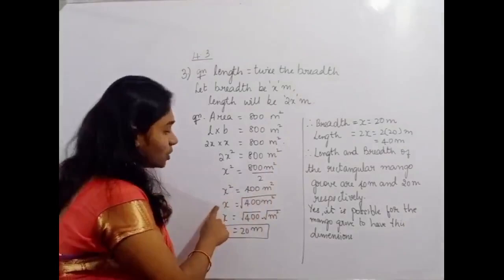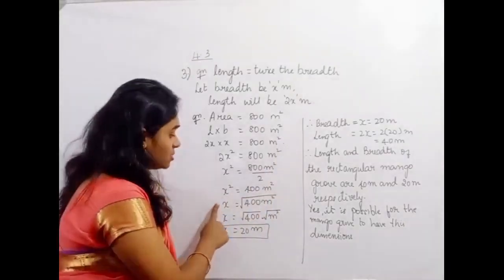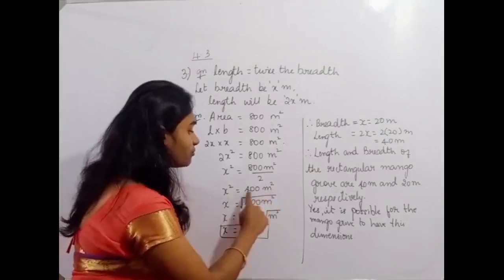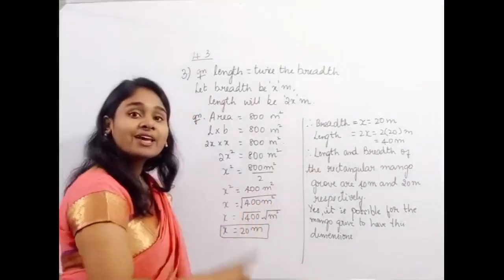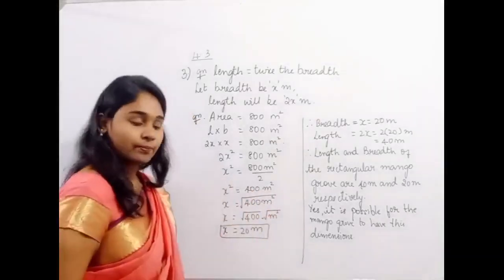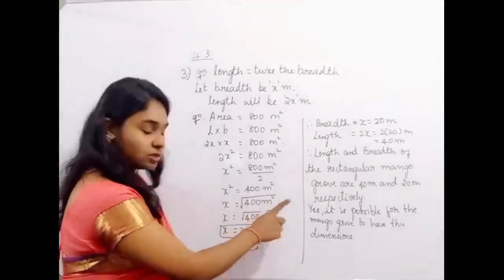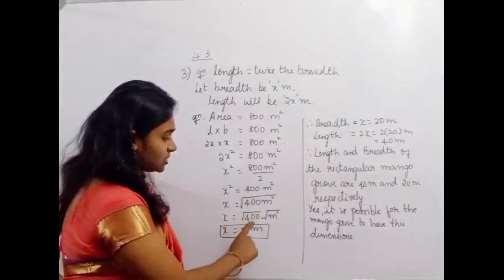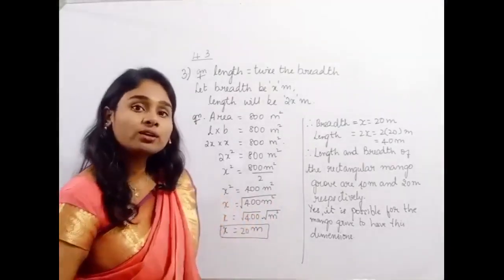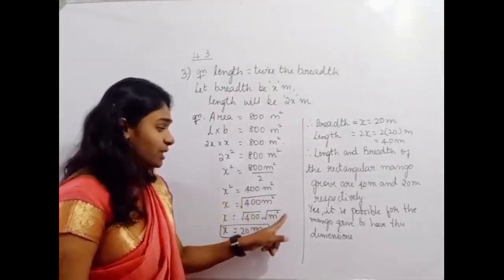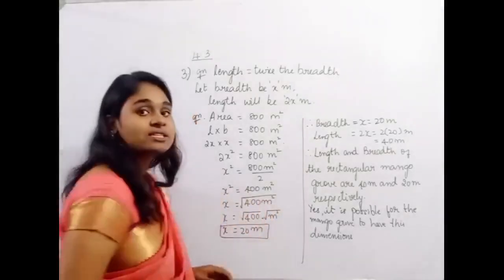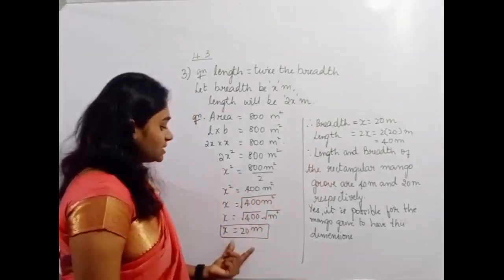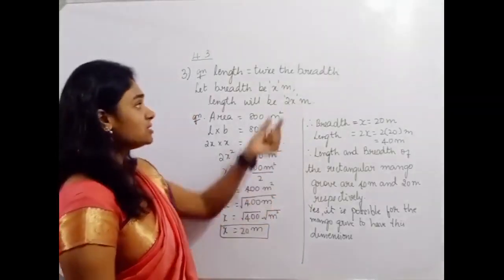Clear? Then what will be x? I need only x, right? So x is equal to the root of 400 meter square, and the root belongs to 400 as well as m square. So distributing the root, what do we get? x is equal to, this is 20, the square root of 400 is 20, and the square root of m square is m, because this square and this root get cancelled. So therefore x is equal to 20 meter.